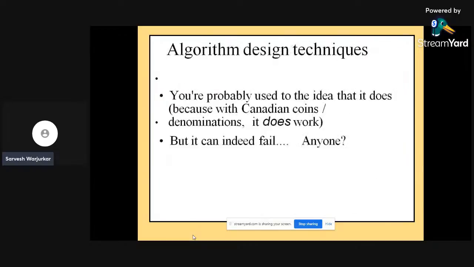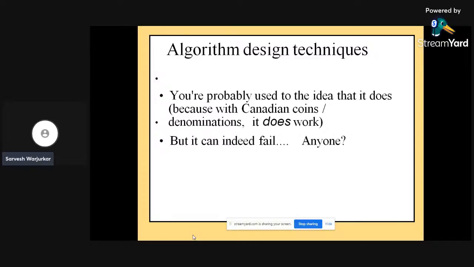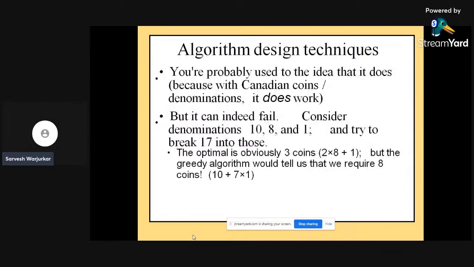Yes. With Canadian coin denominations it does work, but it can indeed fail. Can anybody tell? No, it cannot fail. But say the denominations are 10, 8 and 1, and try to break 17. The optimal is obviously 3 coins: 2 multiplied by 8 plus 1. But the greedy algorithm will tell us to go with 10 plus 7 multiplied by 1.